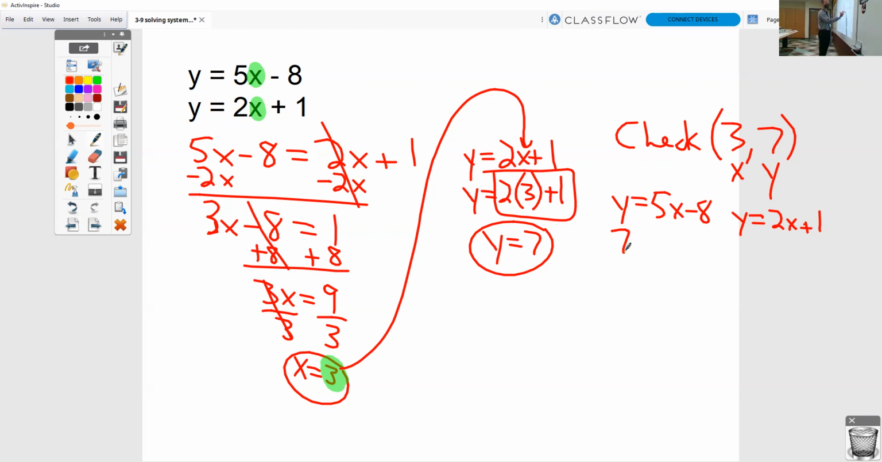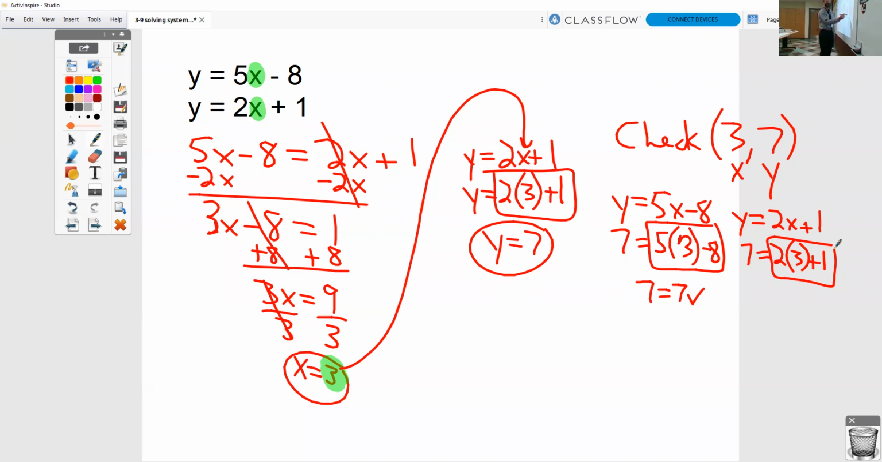So instead of y equals, we're going to have 7 equals. Instead of 5 times x, we're going to have 5 times 3 minus 8. You could type that part right into the calculator. 5 times 3 is 15, minus 8 is 7, so 7 equals 7, it checks. For the other equation, instead of y equals, we're going to have 7 equals 2 times 3 plus 1. You can type that right into the calculator. 2 times 3 is 6, plus 1 is 7, so 7 equals 7, and that one checks. So our answer is 3, 7.